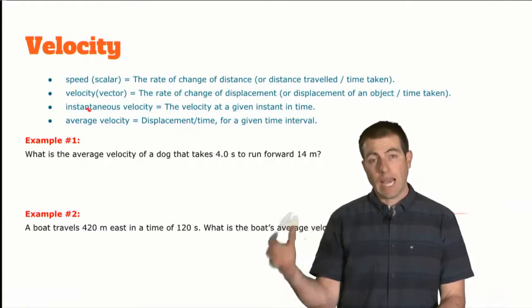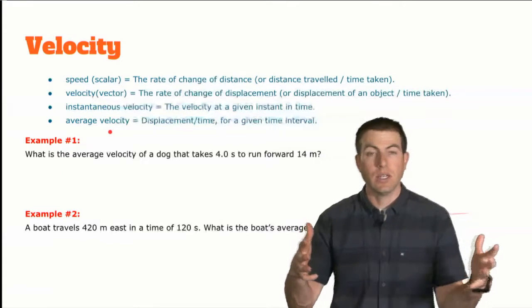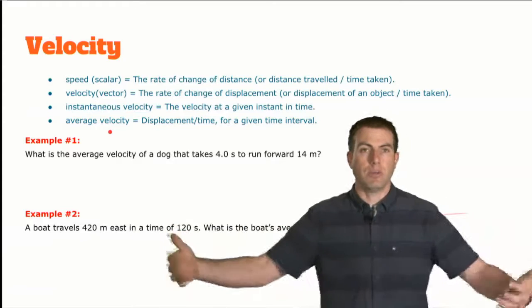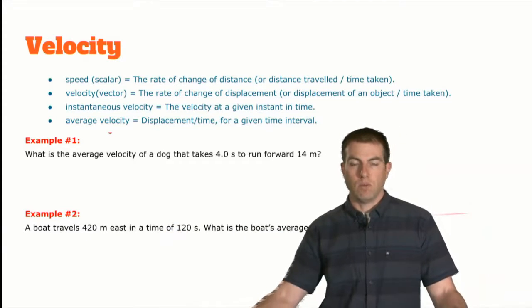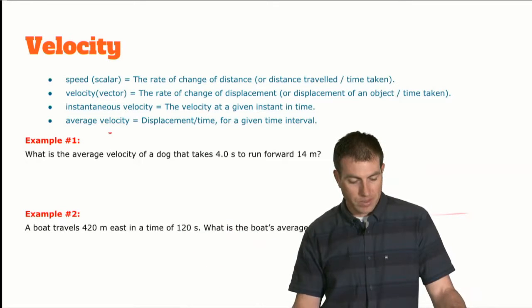And then we have something called average velocity. And average velocity is your velocity averaged out over a longer period of time. So instantaneous is at one point, average is over a long period of time.